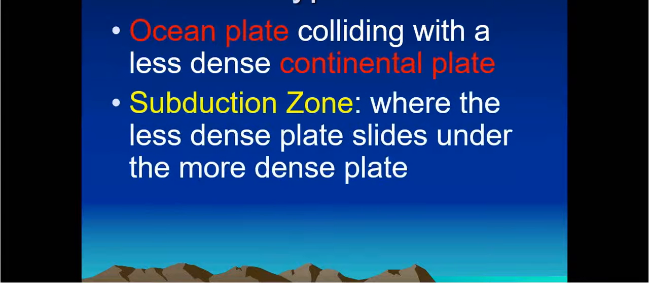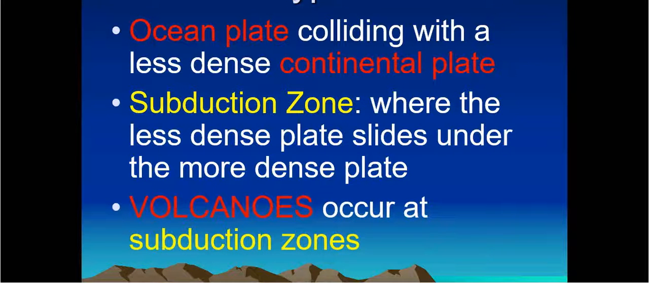Type 1. In this type of plate boundary, an oceanic plate collides with a less dense continental plate, and this area creates a subduction zone where the denser plate slides under the less dense plate. As we see, the density of oceanic plates is more compared to the continental plate, and that is why in type 1 collision the oceanic plate collides with the continental plate, the less dense plate remains on the upper side, and the dense oceanic plate will move under the continental plate, and this region is known as a subduction zone.